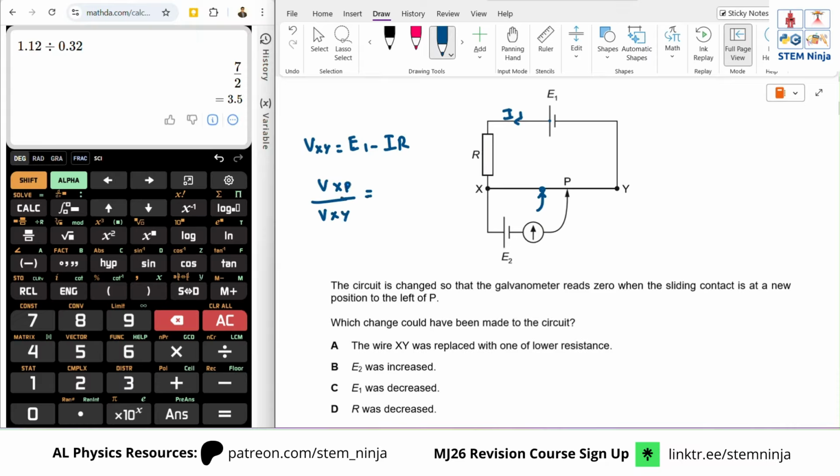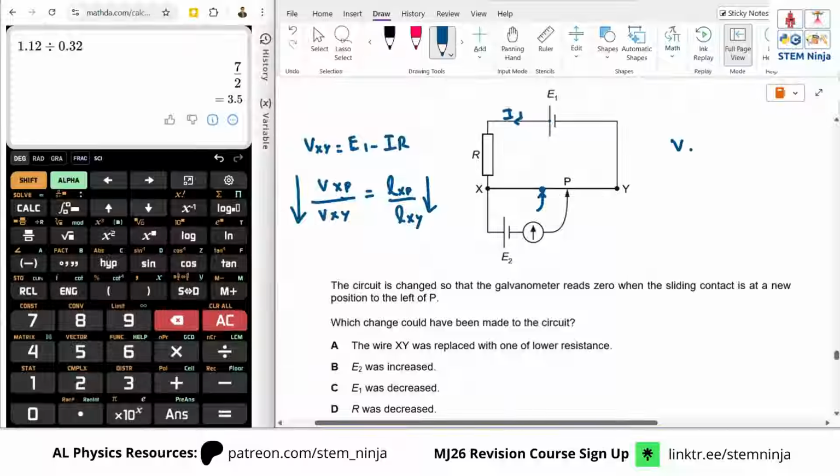Vxp divided by Vxy is proportional to the length of xp divided by the length of xy. Now we are saying that xp has been reduced, so this ratio has been reduced. This means that the Vxp to Vxy ratio has been reduced. So this could mean one of two things. Vxy has increased.